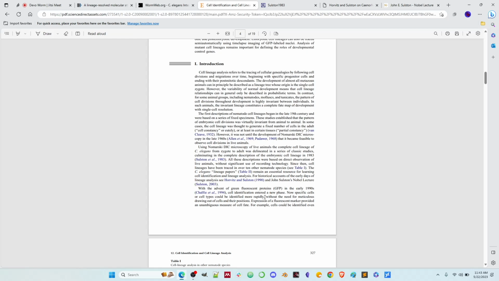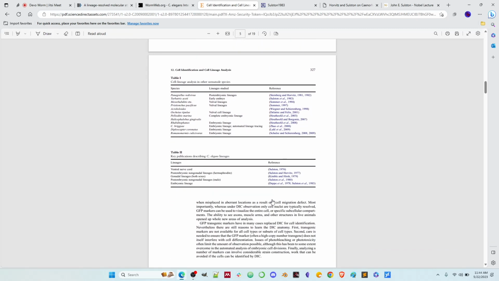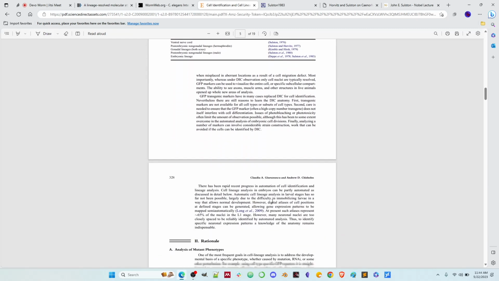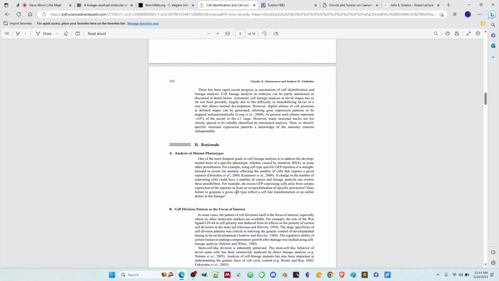So we can get images that have these different GFP markers, and they can tell us about which cells are which. We can also do this through positional information, but that's a little bit less precise. And so these cell identification markers give us a little bit more precision in identifying these different cells.